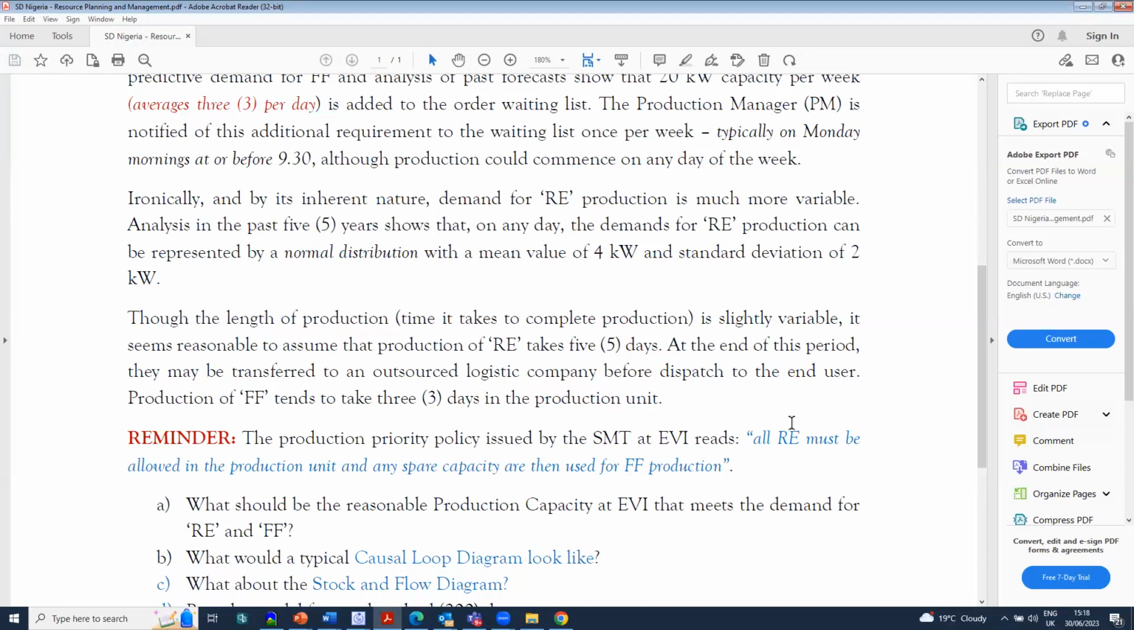So the first question there is this: what should be a reasonable production capacity at EVI that meets the demand for renewable energy and fossil fuel? Let us work in terms of days. Let's just talk about renewable energy, which is important to us. It takes 5 days. Is that correct?